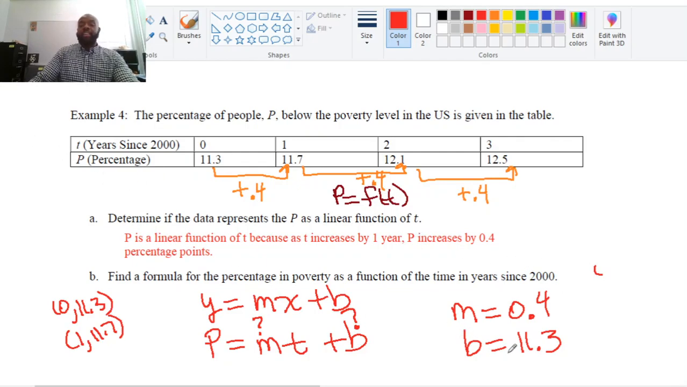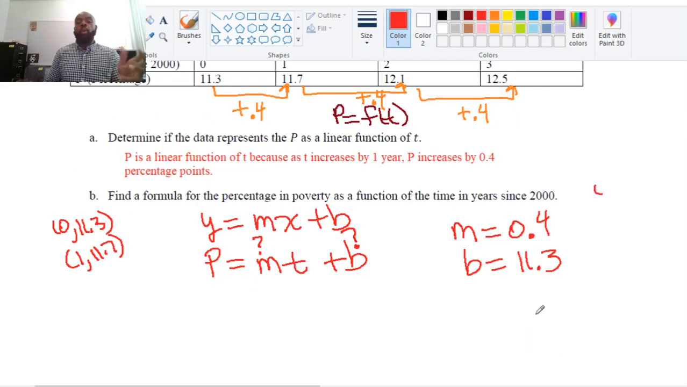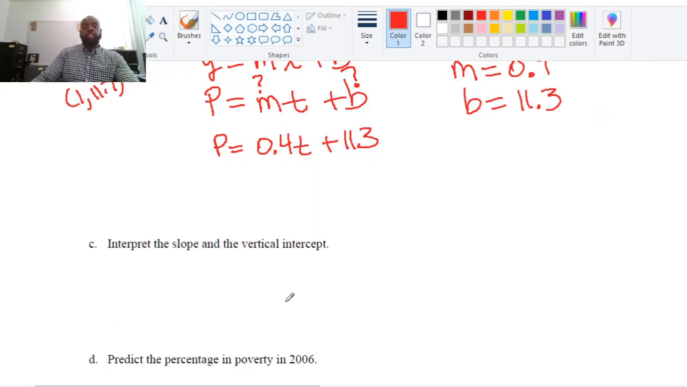But if we use our knowledge of what we're given and the relationships and the interpretability of our linear functions, we don't have to always do all of that work. And so I get p equals 0.4t plus 11.3. So we have our linear function. Now we're going to interpret our slope.